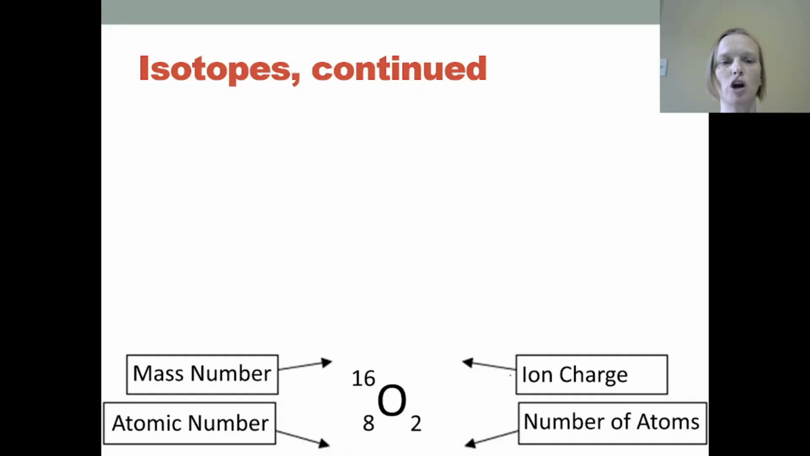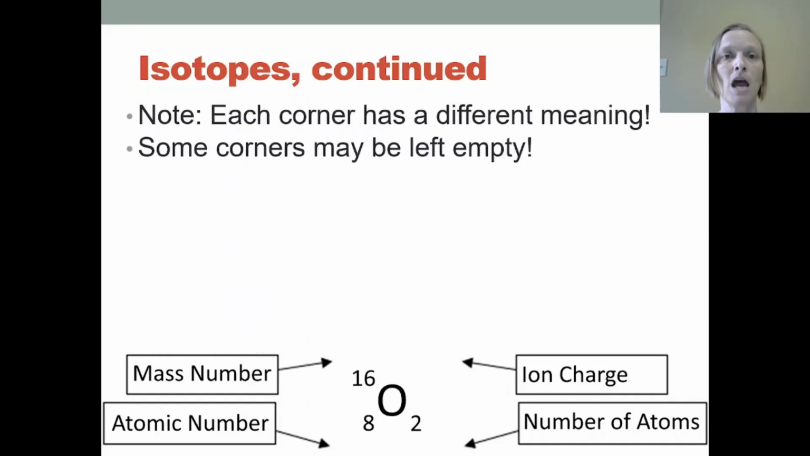If there is an ion charge, we write it up here in the top right corner. And if we have a molecule with more than one of a particular kind of atom, we write that here in the bottom right corner. So, for instance, the oxygen you're breathing right now is not just made up of single oxygen atoms, it's made up of oxygen atoms that have bonded together in pairs to make a small oxygen molecule. It's okay sometimes to leave corners empty. Like, for example, here, the oxygen doesn't have a charge, so we just leave the corner for charge blank.